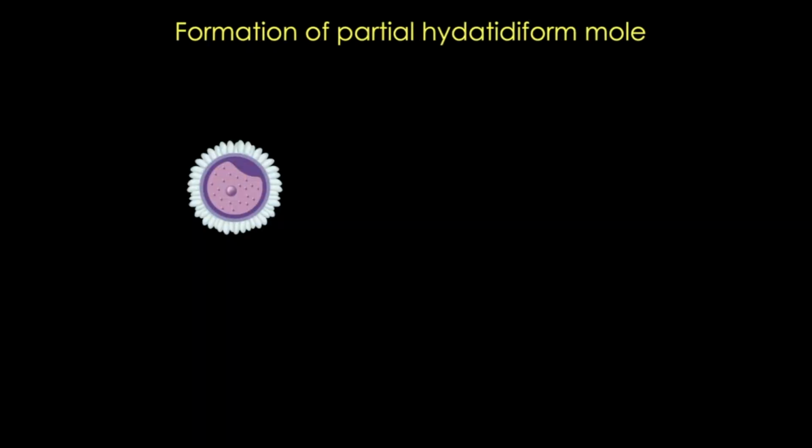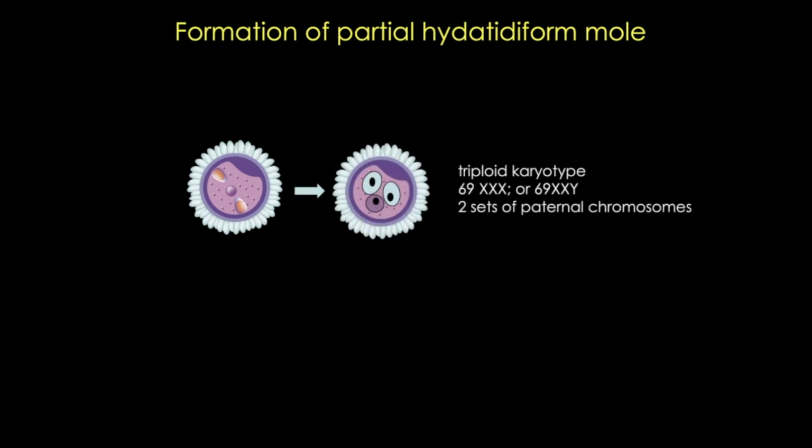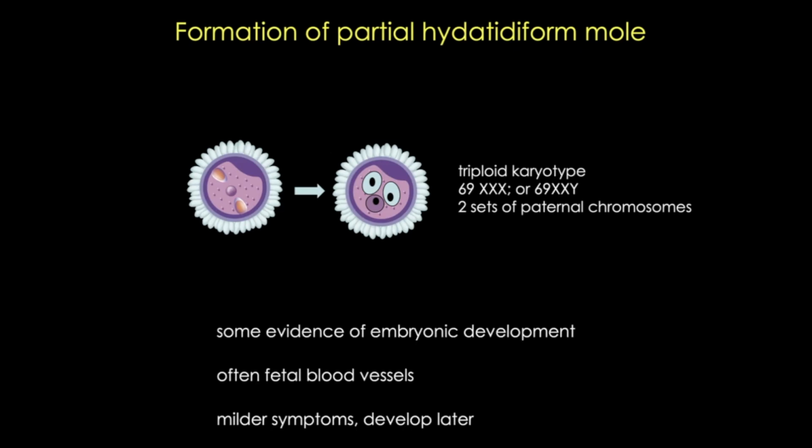A second type of molar pregnancy results in the incomplete or partial mole. Here, an oocyte is fertilized by 2 sperm, or by an abnormal diploid sperm. And what this results in is a triploid karyotype with 2 sets of paternal chromosomes and 1 set of maternal chromosomes. Now, because of the presence of the female pronucleus or chromosomes, there's usually some evidence of embryonic development.